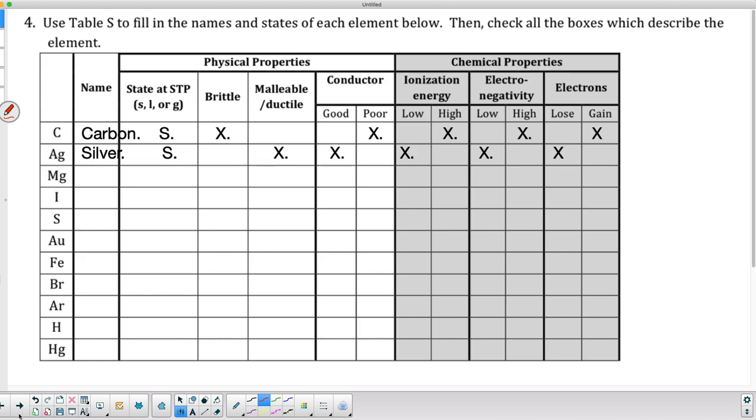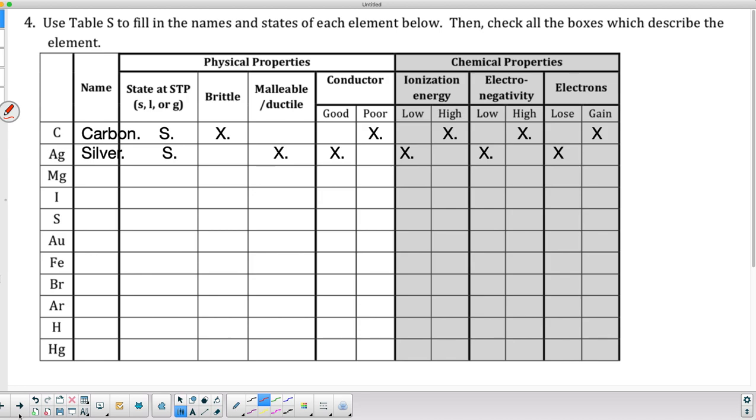It says physical properties. Well, if it's a metal, okay, so the state at STP, we got the name, state. Is it brittle? Is it malleable or ductile? Is it a good or a bad conductor? So basically we're talking about if it's a solid, liquid, or gas at STP.